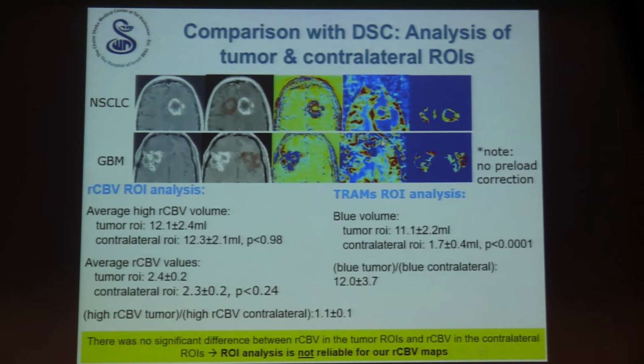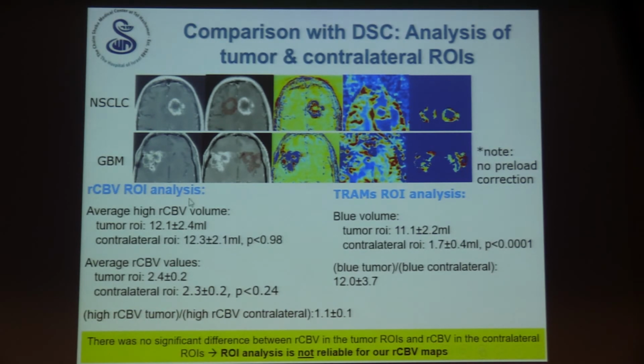So in general, at least in this type of analysis on these rCBV maps, you can see that any place you put a region of interest in the brain, you will find high rCBV, because of the normal vascular structures in the brain and the low resolution of these images.